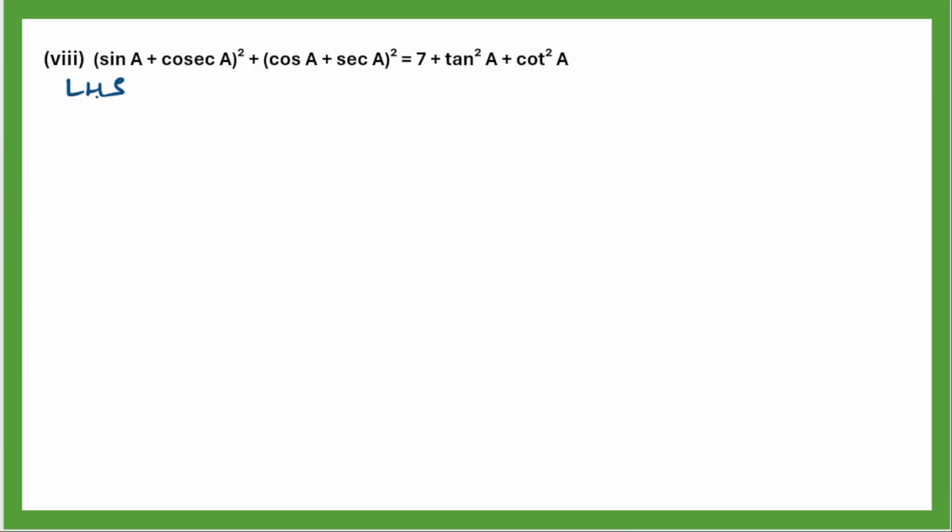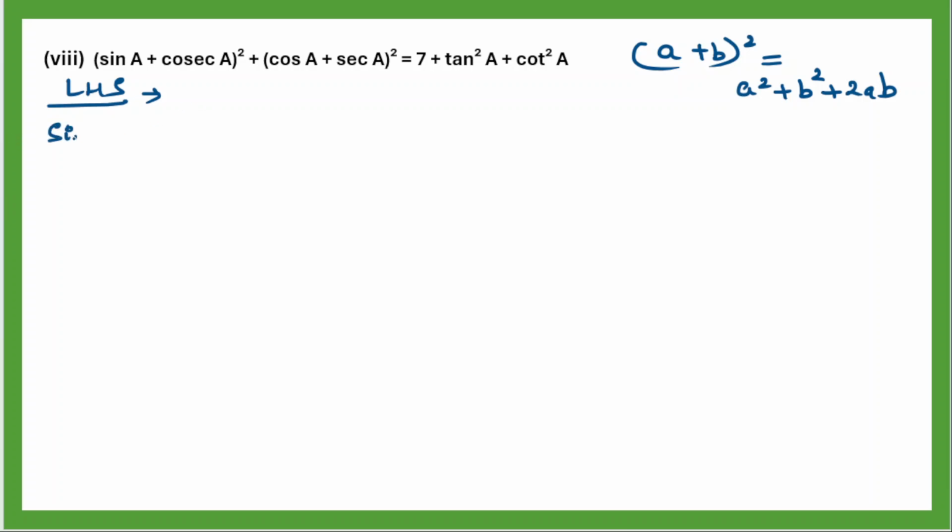Now, sin a plus cosec a whole square plus cos a plus sec a whole square in the left hand side. So we are going to open the brackets by using the formula a plus b whole square, which equals a square plus b square plus 2ab. Okay, so as it is, we are going to open it.